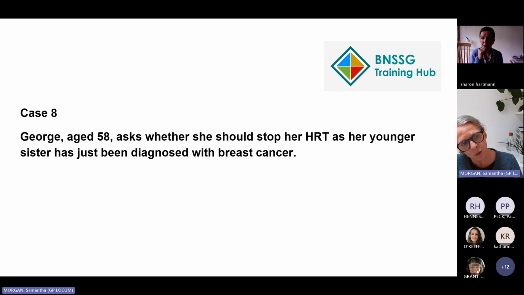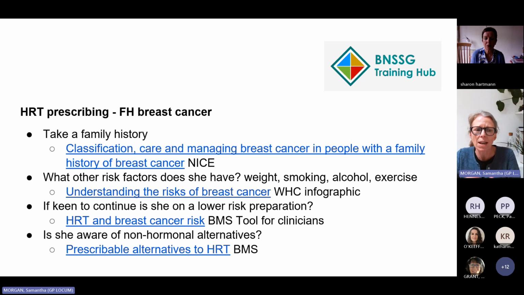This final case, so George, she's 58. She asks you whether she needs to stop her HRT because her younger sister has just been diagnosed with breast cancer. So again, quite a common situation, and often a source of worry around prescribing with a family history of breast cancer. My approach in this sort of situation is to explore that family history first of all, and think about the number of people in the family who've been diagnosed and their age at diagnosis.